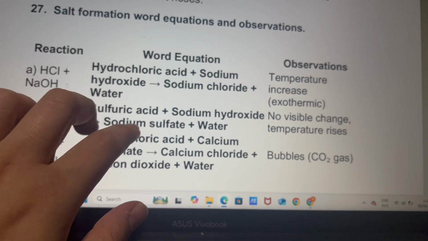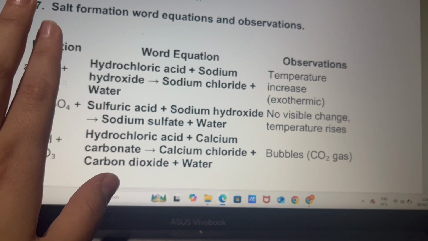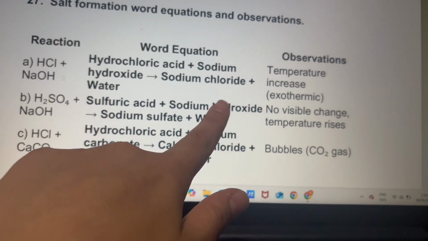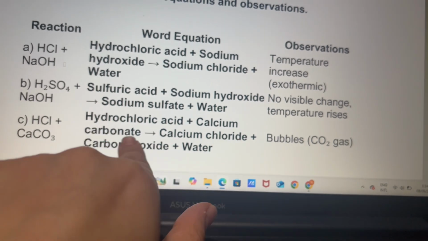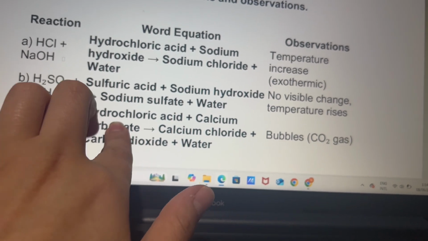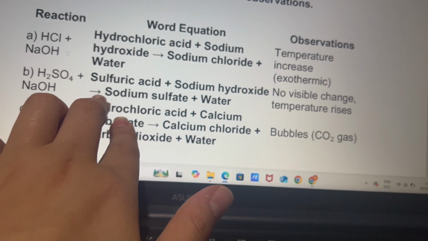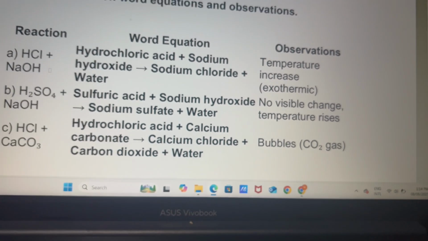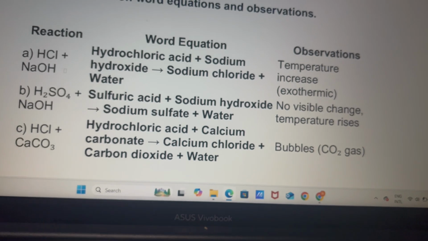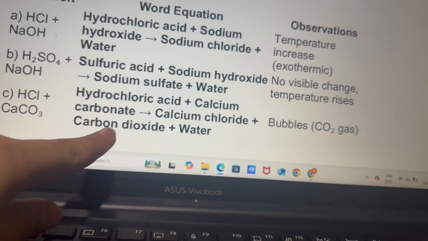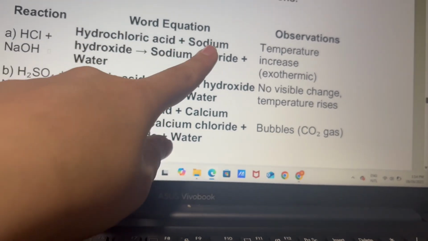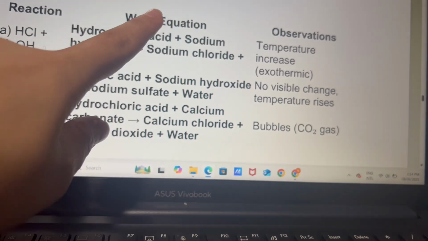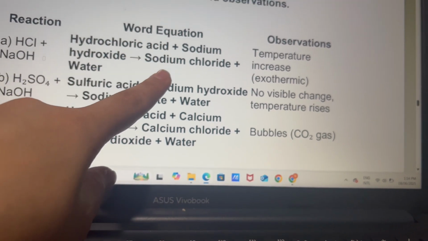Again, here remove the hydro part from the sulfuric, and remove the hydroxide here. So you have sodium sulfate. Again, remove the carbonate part and the hydro part, so you have calcium chloride. Here, because you had the carbonate, you formed with the water carbon dioxide. So it's just like the acid and the base. You take the positive part of the base and the negative part of the acid to form the salt.